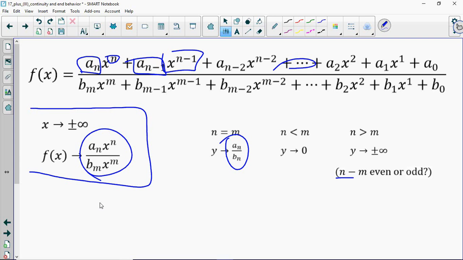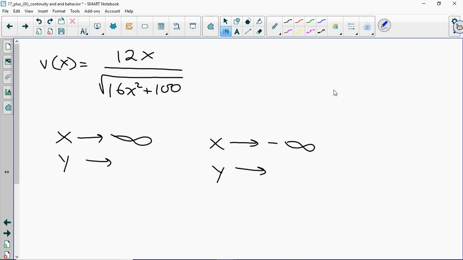If this algebraic rule seems like way too much for you, just think about it in terms of the general rules we discussed on the previous page. We can also extend this idea to things like square roots. In this example, again, I do not care about that 100 because it will be super small in comparison to my x squared term. So now my function is 12x over the square root of 16x squared.